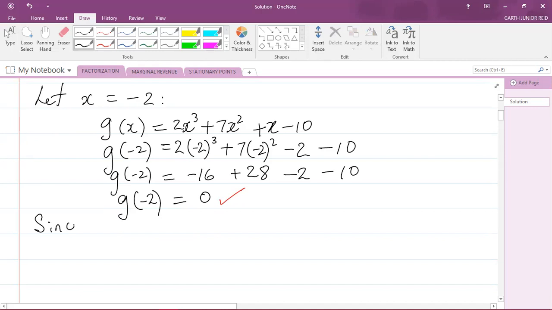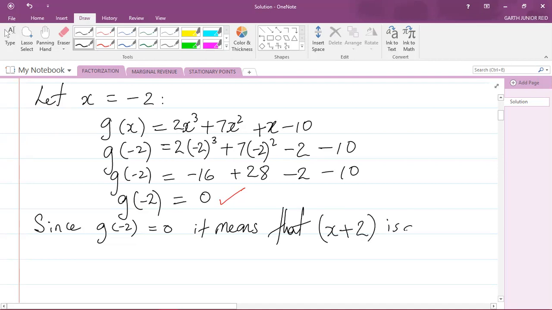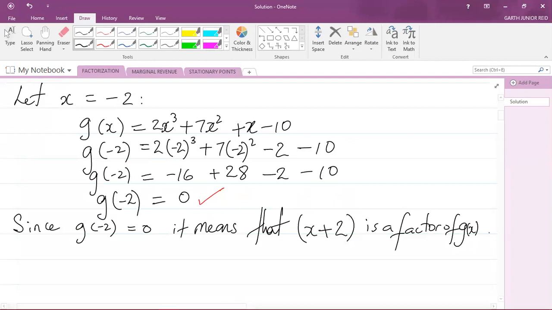So since g of negative 2 is equal to 0, it means that the expression x plus 2 is a factor of g of x. It means that x plus 2 is a factor of g of x.